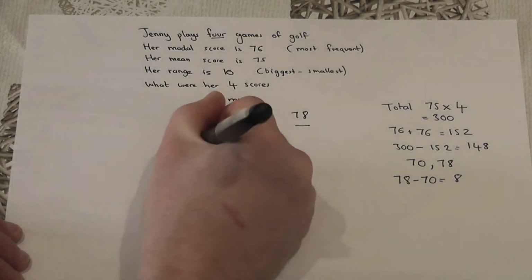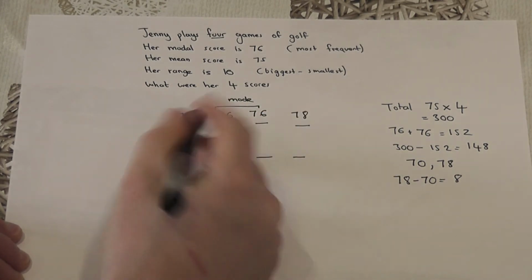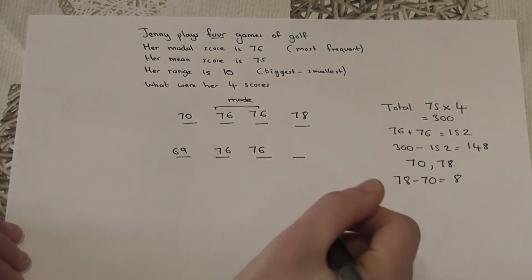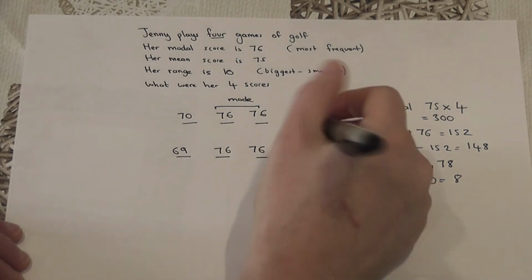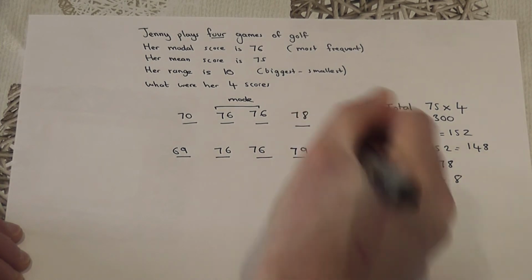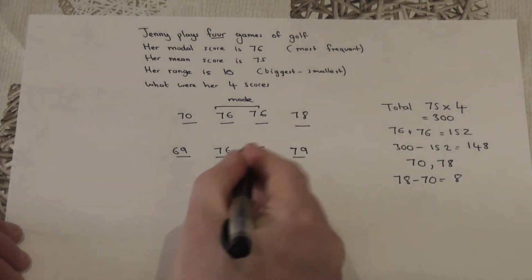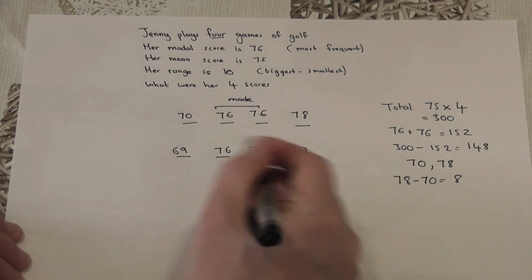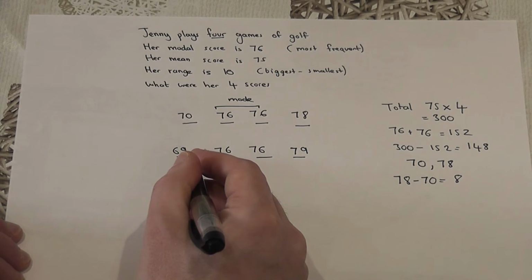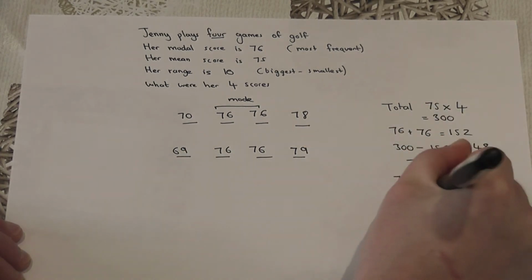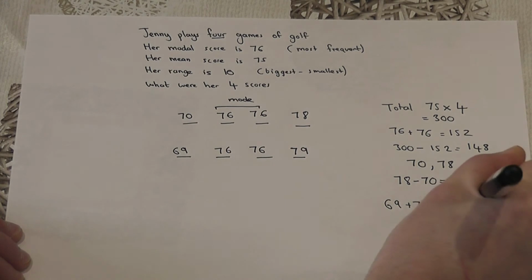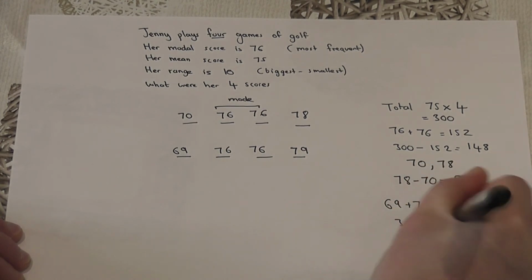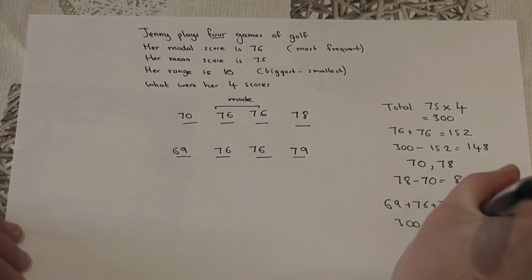So, to make this correct, if I decrease this by 1, then to keep the correct total, I must increase that by 1. To check, the mode is still 76. The range, biggest take away smallest, is still 10. And if you add up the 4 scores, we get 300. And 300 divided by 4, because there are 4 games, is 75.